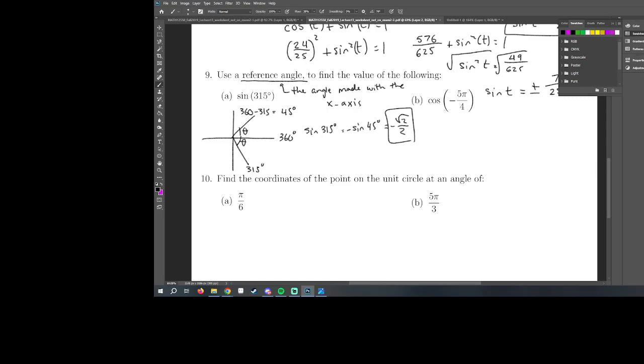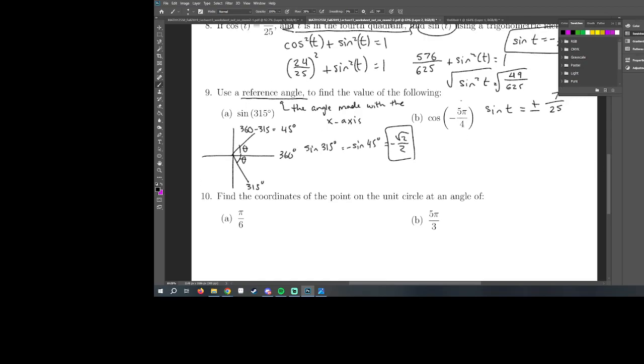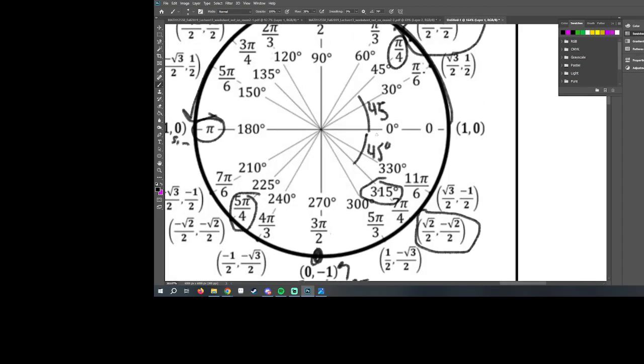Same deal over here, but we're working in radians. Here, negative 5 pi over 4. That's going to be a little trickier because we have to actually figure that out. They're not going to label negative 5 pi over 4 for you. So you could add 2 pi's to it until you get what you want, or you could count backwards by pi over 4s. Pi over 4 is like an eighth of a circle like this. So 1, 2, 3, 4, 5 brings us here.